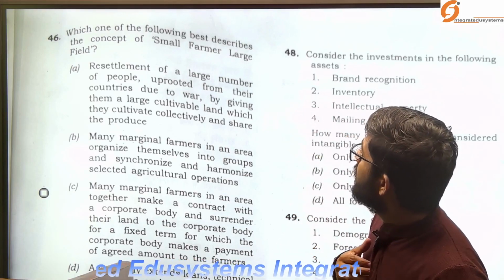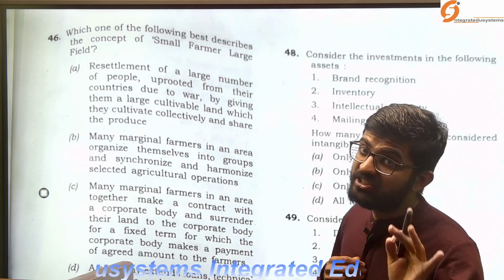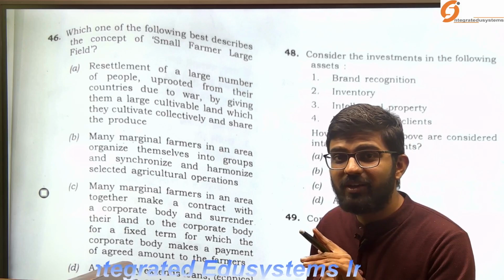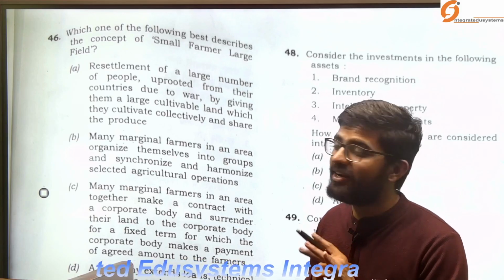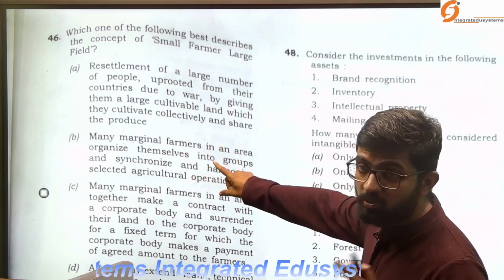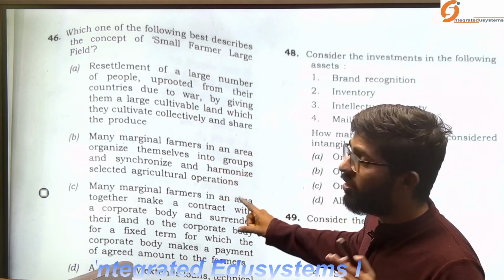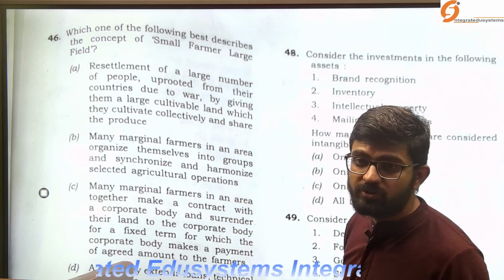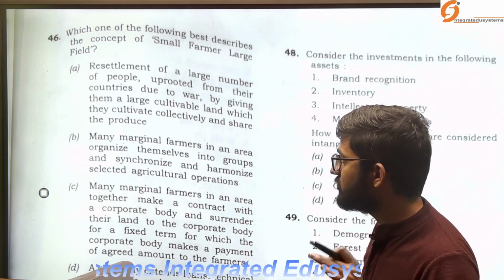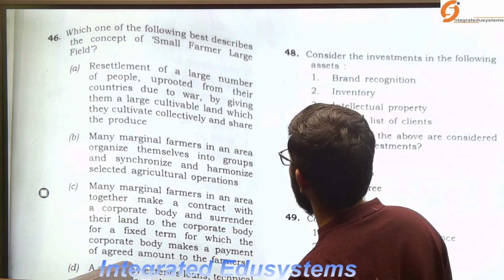So which one of the following best describes the concept of small farmer but large field? See, small farmer but large field. So definitely many marginal farmers in an area organize themselves into groups and synchronize and harmonize selected agriculture operations, option B. So the answer is only and only B.